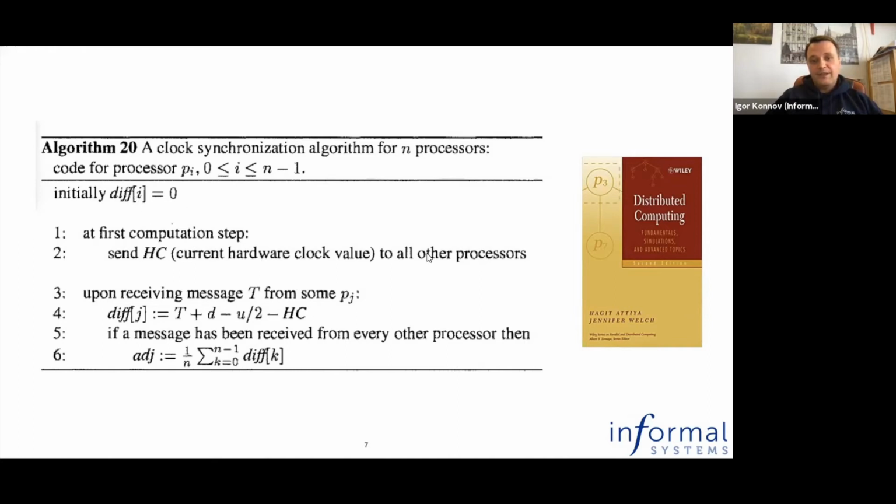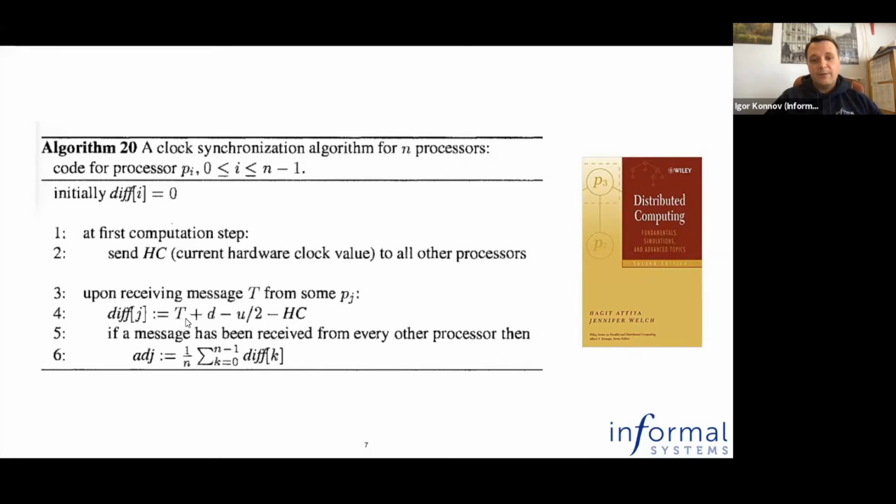At the first computation step, every processor sends its hardware clock value, because it only knows the hardware clock value. Upon receiving a message, a processor computes the difference between its own hardware clock value and the value it has seen in the message, and also takes into account the maximal and minimum message delays.